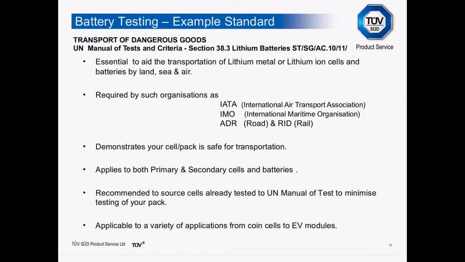The scope of the UN Manual of Tests is quite wide, so it applies to anything from a little coin cell that you might find in your watch, right through to EV, electric vehicle modules.